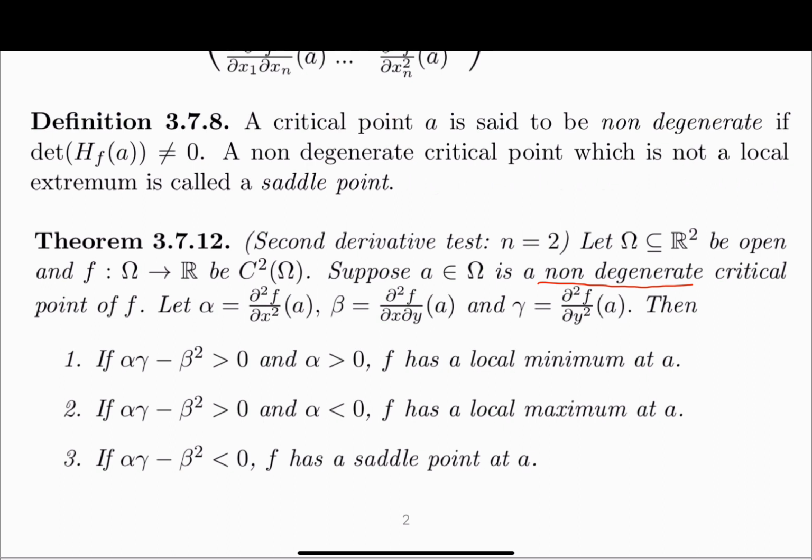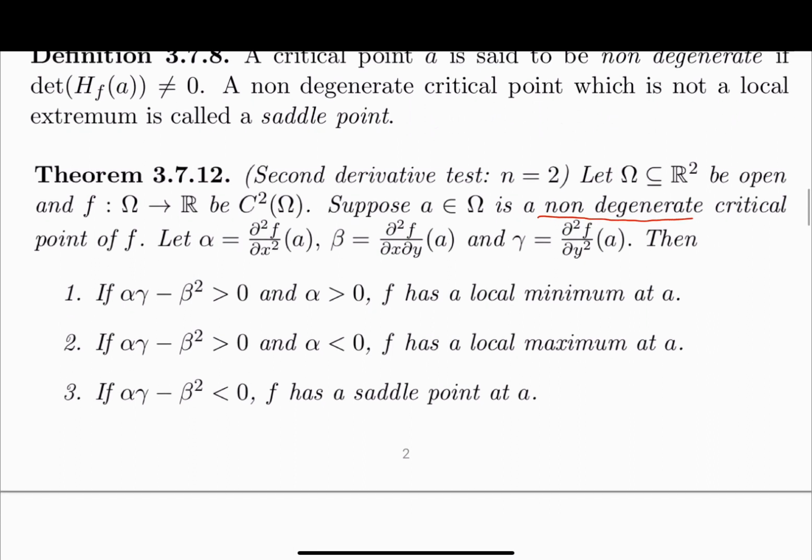Then, option 1: if alpha gamma minus beta squared is positive and alpha is positive, then f has a local minimum at a. Option 2 says that if alpha gamma minus beta squared is positive and alpha is negative, then f has a local maximum at a. And option 3 says that if alpha gamma minus beta squared is less than 0, then f has a saddle point at a.